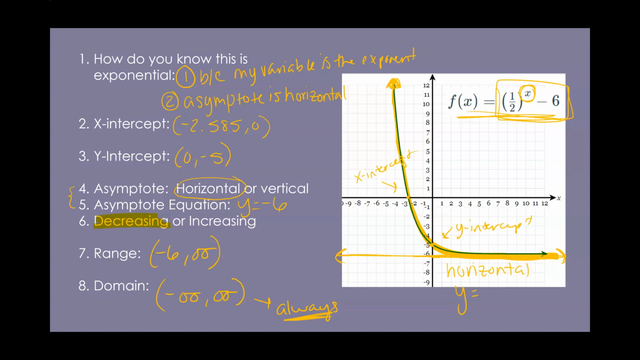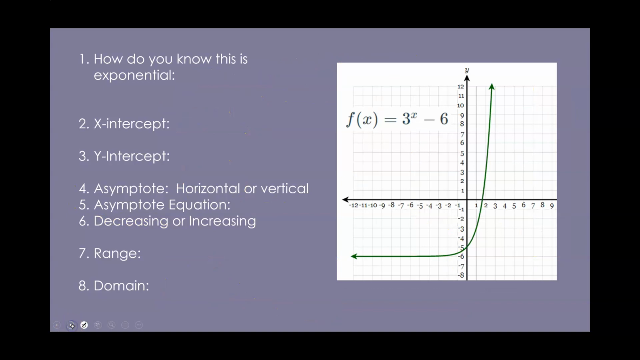All right. So let's do another one. All right, here's another one. Now, how do you know that this one's exponential? Again, x is my exponent. So the variable is the exponent. Okay? Also, find that asymptote. Is this asymptote vertical or is it horizontal? Where are you flatlining? Well, I'm going straight right here again at -6. So that means that since my asymptote is horizontal, I am exponential.